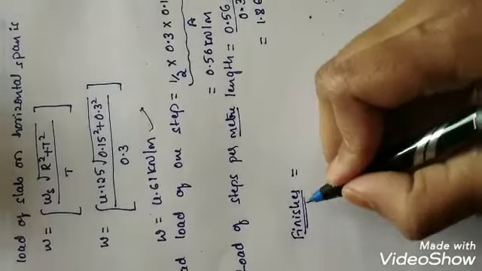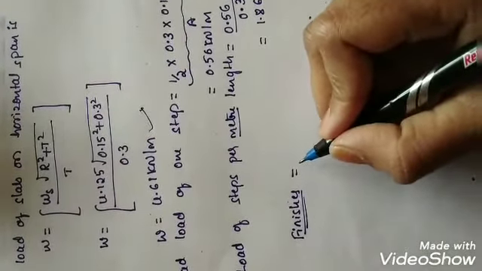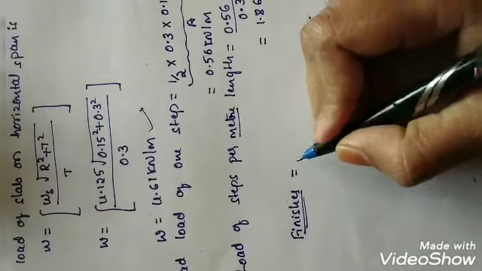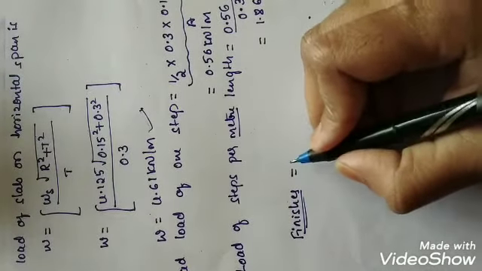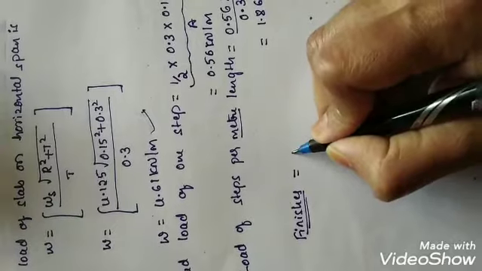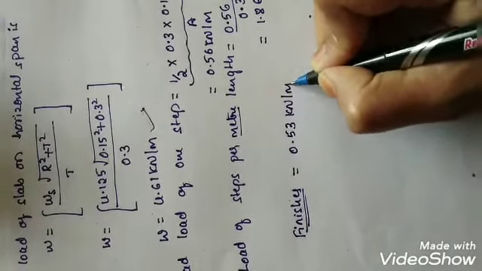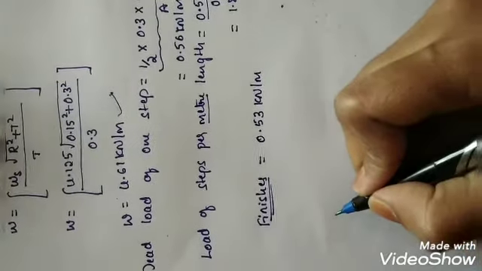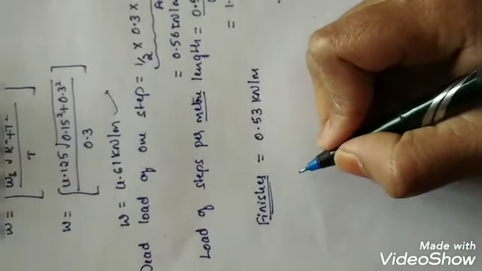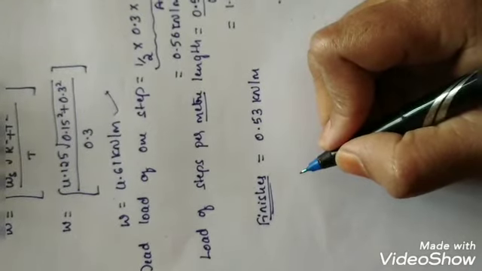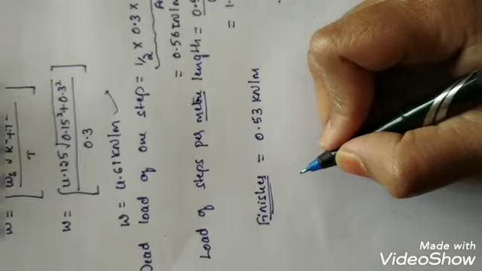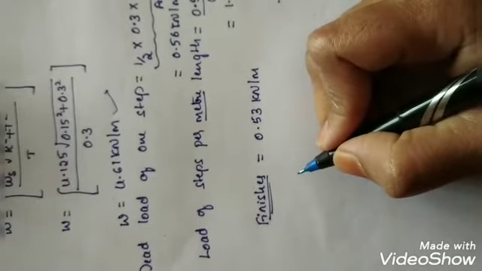So next I need to calculate the finishes. We have been given some finishes, so don't neglect that weight. It is also having some self weight. So I will assume it as 0.53 kilonewton per meter. In the examination also you can assume this finishes value, it is 0.53. If it is mentioned in the problem, then you can consider that value. If it is not mentioned, then you can take it as 0.53 kilonewton per meter.